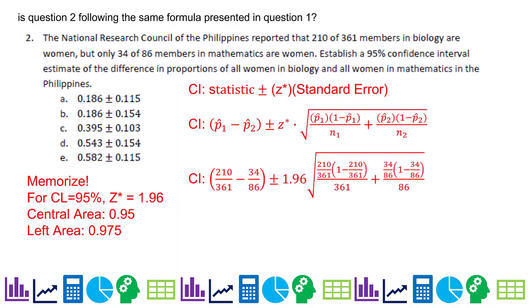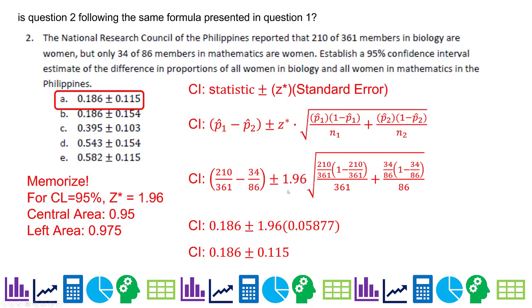So now we have the 1.96, which we calculated for the critical value, and there is our confidence interval, and there is our answer.